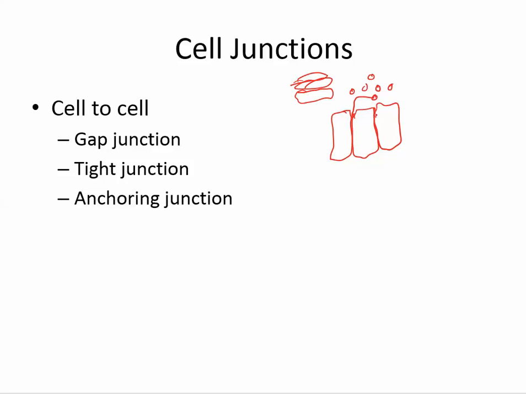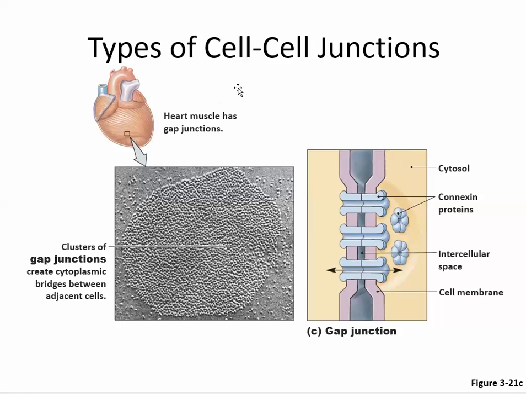They are joined together by junctions. So most cells that exist in your body have junctions that are holding them together, and there are a couple of different kinds: gap junctions, tight junctions, and anchoring junctions. The one you have to know by name is this one, the gap junction. I'm going to have a picture of that. So that's what this is showing.